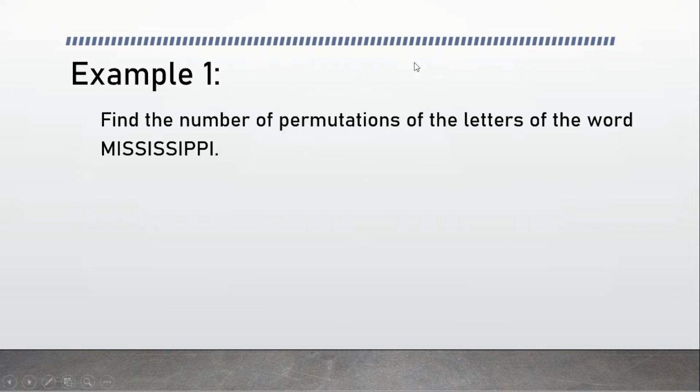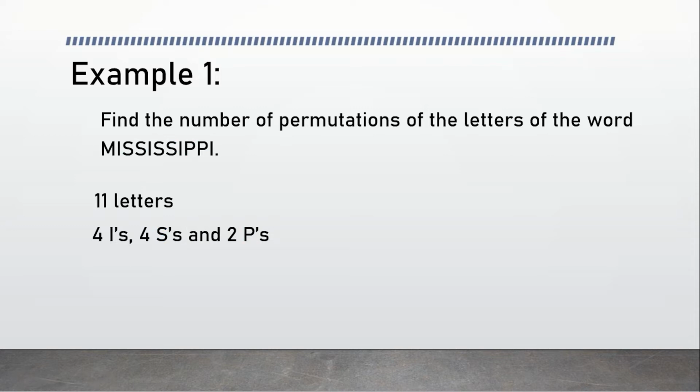Find the number of permutations of the letters of the word Mississippi. We can say that this given problem is under distinct permutations because, as you can see, there are identical objects or similar letters in Mississippi. How many letters are there in Mississippi? We have 11 letters. So ano yung mga letter na merong similarity? Meron tayong I, meron tayong S, and meron tayong P. We have 4 I's, 4 S's, and 2 P's.